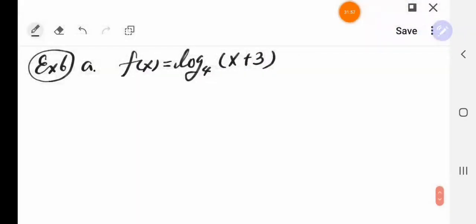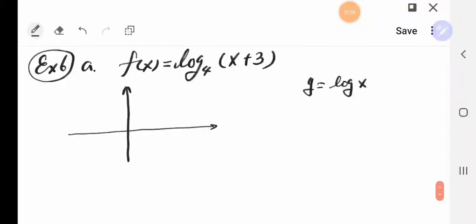Okay, exercise 6, graph the logarithm. When we graph the logarithm, the graph of the parent function, let's say y equals log of x, the graph of logarithm x is always something like this. And the base is 4. If the base gets larger, then the graph gets close to the x-axis.